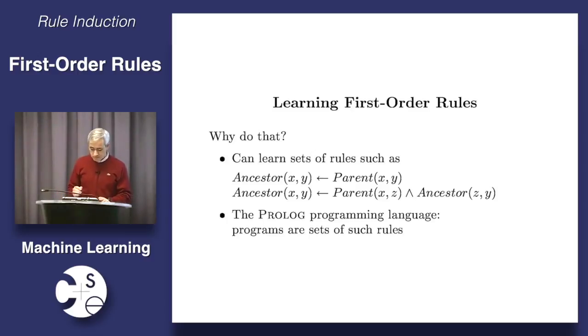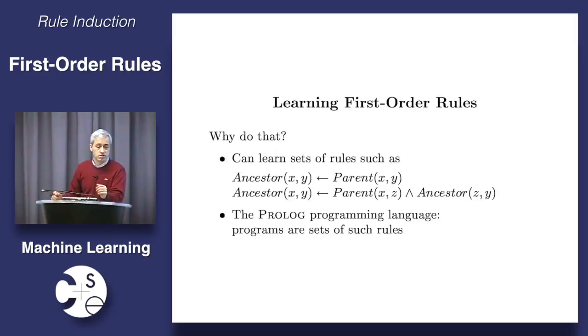One is X is an ancestor of Y if what? What's the simplest case in which X is an ancestor of Y? Think of this as a recursive definition and think of the base case. What is the base case of the recursion? Parent. Parent, right? X is an ancestor of Y if X is a parent of Y. So that's our first rule.